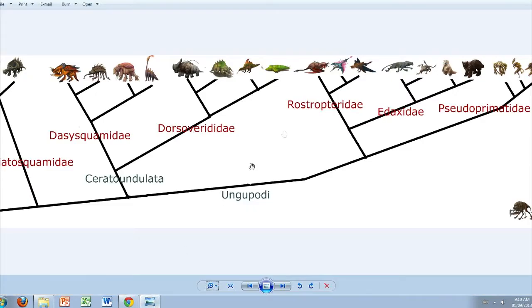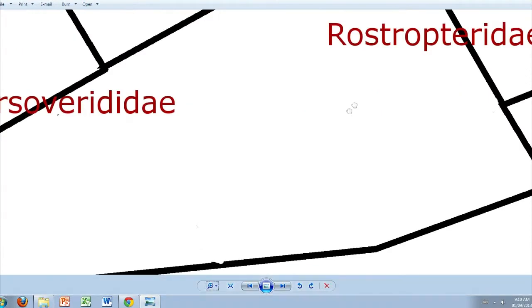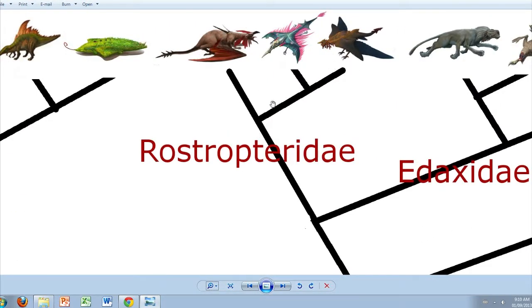And that brings me back to how to actually read and interpret these trees. When we have a number of taxa that all share a single common ancestor, so if we're going to focus on the flying animals again, we can say that this group here, these three species, constitute a clade. In this case, I've given this clade the name of Rostopteridae, and I'll go over what all these names mean later on in the video.